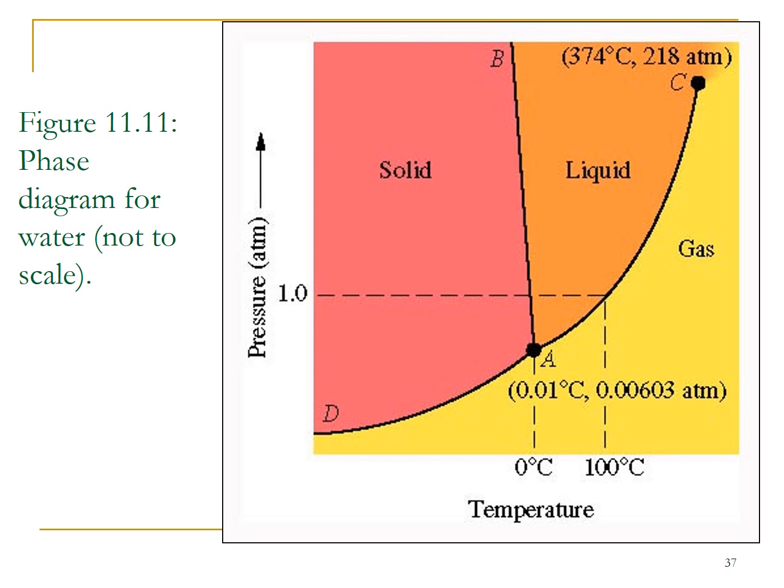And then also see that point A is at 0.01 degrees Celsius and 0.006 atmospheres. So you have to be at kind of low atmospheric pressure to have all three, solid, liquid, and gas, present. We'll talk about point C in just a second.